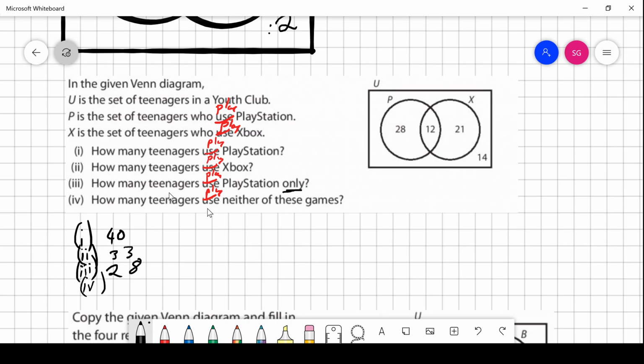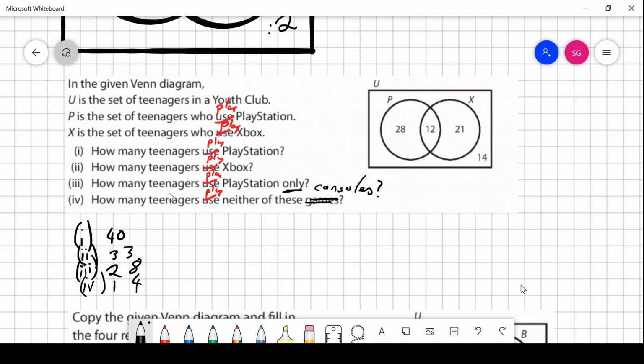And finally, how many teenagers play neither of these games? Why are they saying games? They're not games. They're consoles. How many teenagers play neither of these consoles? Well, that'll be 14. There we go.